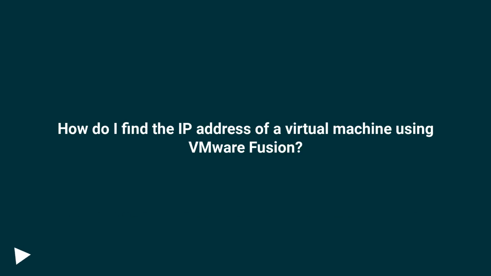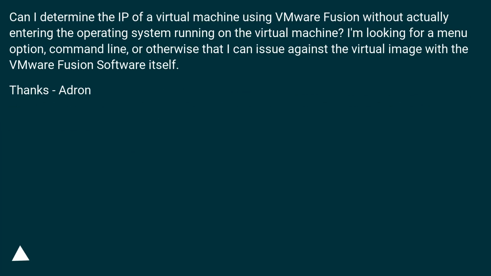How do I find the IP address of a virtual machine using VMware Fusion? Can I determine the IP of a virtual machine using VMware Fusion without actually entering the operating system running on the virtual machine? I'm looking for a menu option, command line, or otherwise that I can issue against the virtual image with the VMware Fusion software itself. Thanks, Adrian.